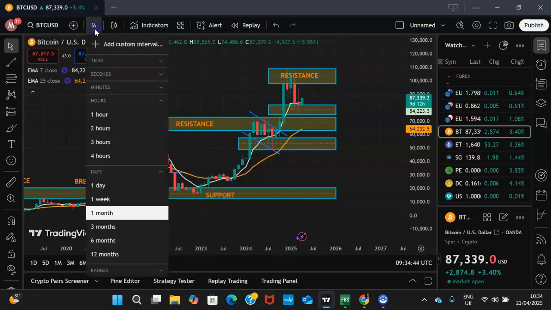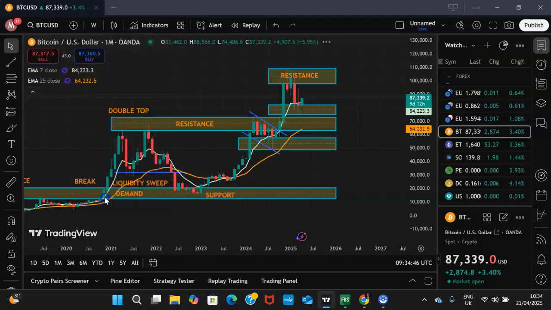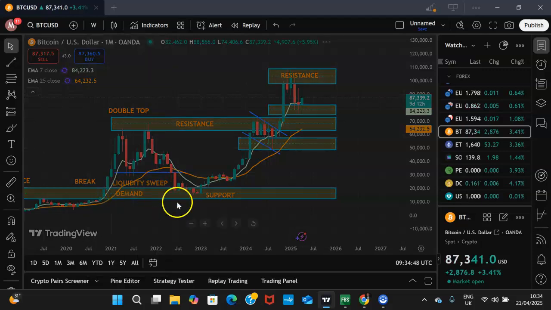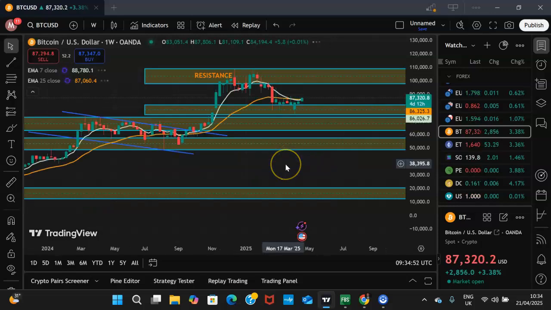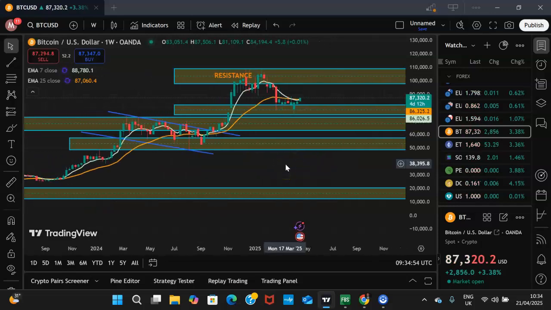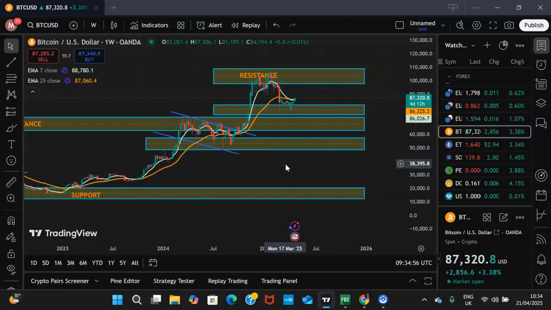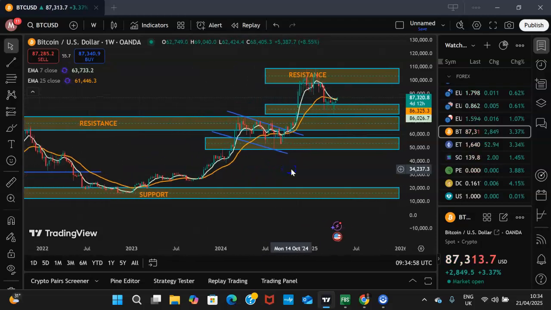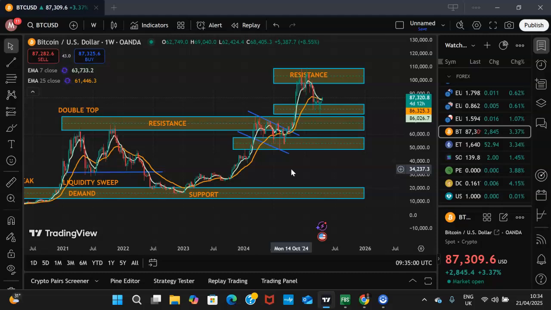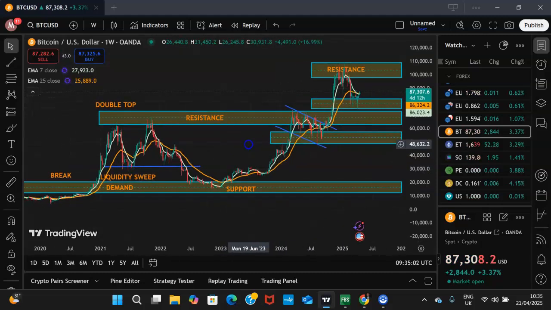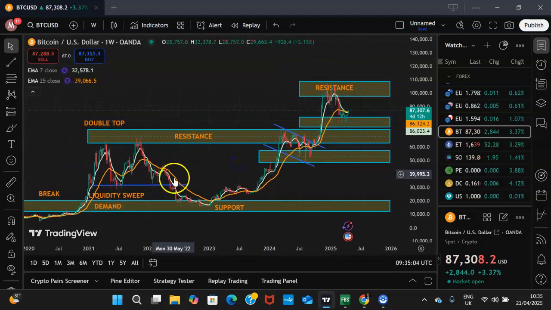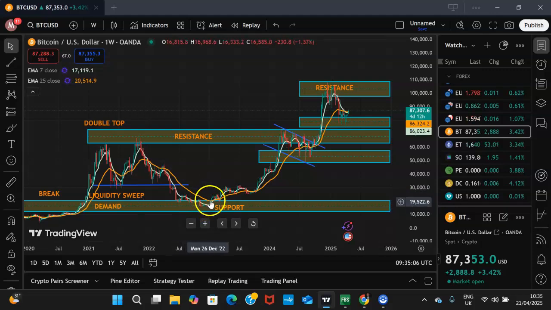Now let's go to the weekly time frame and spread out our chart and see what it gives us. So yeah, this is an approach to how I do my higher time, my top to down analysis. Now these are the areas I identified on my monthly time frame. Now watch how price has been reacting to that area.